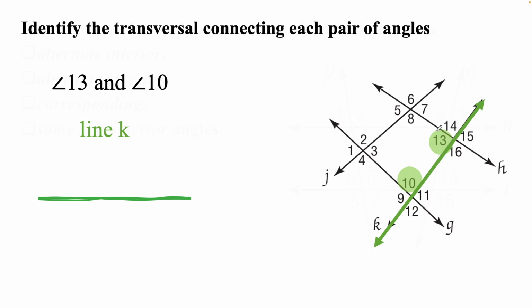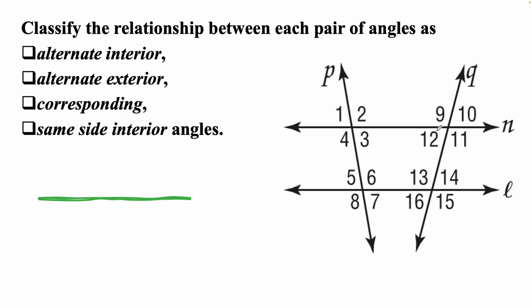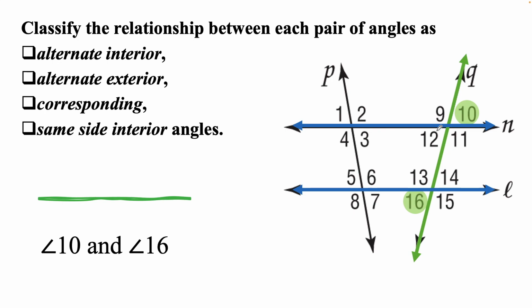All right, let's get a little bit more complicated. Now we're going to actually try to classify the relationship between different pairs of angles. So 10 and 16, first thing we need to do is find the transversal that connects them. Okay, so line Q, and then find the 2 other lines that complete the angles. Now look at 10 and 16 and think, okay, are they inside the blue lines or outside the blue lines? Well, they're outside, so they're exterior angles, and they're on opposite sides of the transversal, so they're alternate exterior angles.